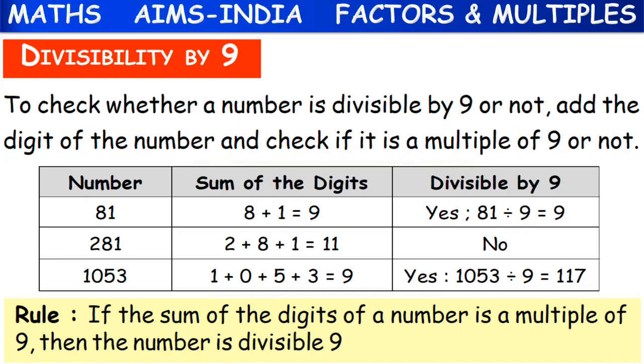Now moving to divisibility of 9. To check whether a number is divisible by 9 or not, add the digits of the number and check if it is a multiple of 9 or not. Just now we understood the divisibility rule for 3. In the same way, for divisibility by 9, we need to add the digits, and if the sum of the digits is a multiple of 9, then the number becomes divisible by 9. If the sum of the digits is not a multiple of 9, then the number is also not divisible by 9.